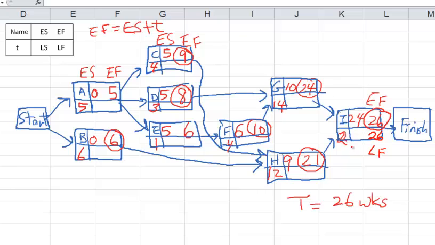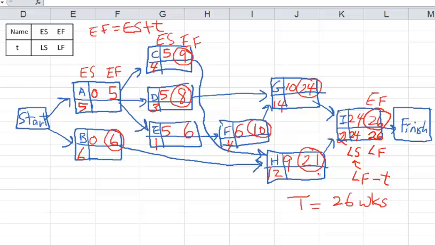And now to get the LS, LS is just LF minus the duration. So 26 weeks here, and we ask, when do you have to start I in order not to delay the entire project? Well, we need to finish I by 26 weeks, and it takes 2 weeks to do it, so we better start by 24 weeks into the project. So 24 is the latest start time, the latest time that you're allowed to start on I.